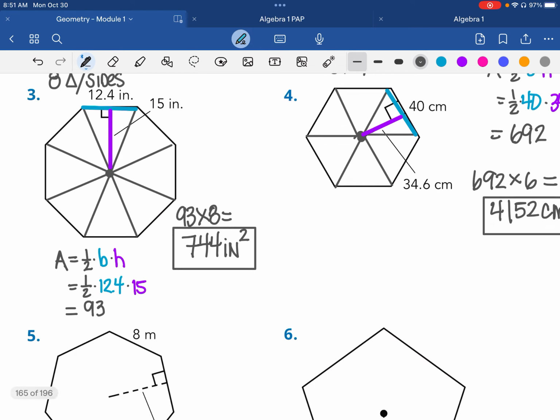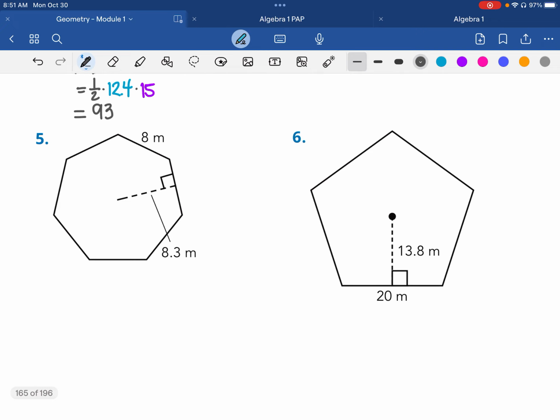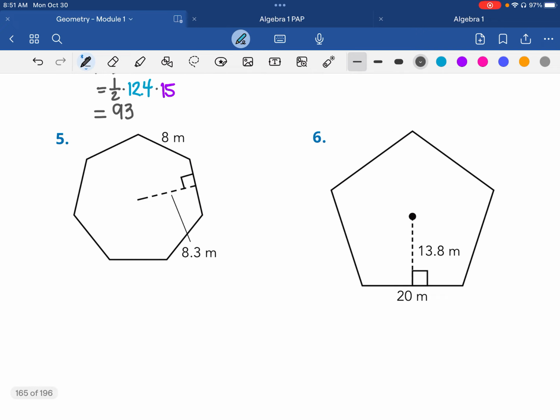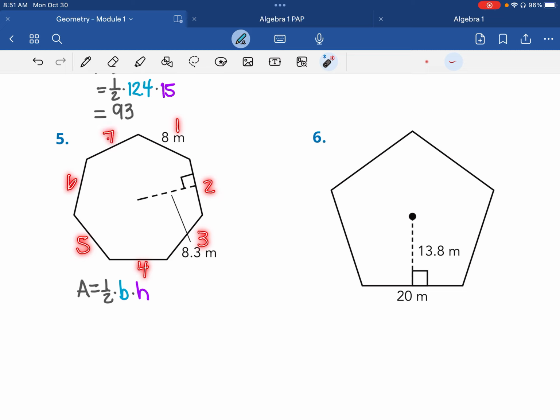There we go. All right, let's try one more together. And on question number 5, let's try it by not putting in the triangles. I'm going to start once again with my formula. There we go. And I'm going to count the number of sides. I'm going to start here with the 8. 1, 2, 3, 4, 5, 6, 7. So there are 7 sides, which also means there are 7 triangles.